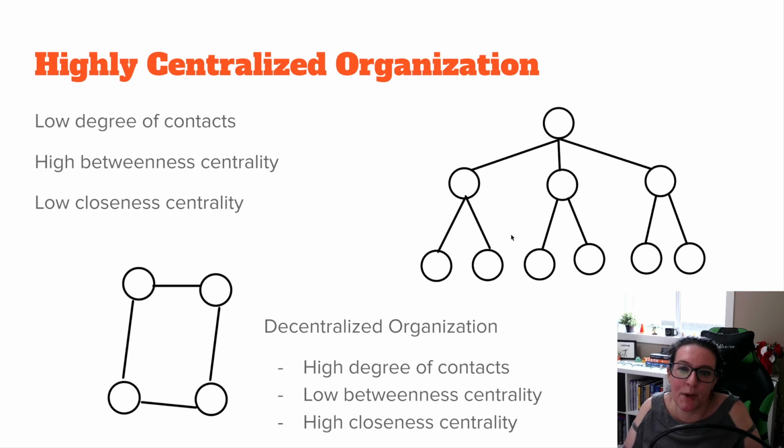Now, one thing to mention if we're using this for org charts is that if you have a low degree of contacts, so there's not a lot of people you interact with, you have high betweenness, so people have to come through you, but you have low closeness, then you are a highly centralized organization. So think about the traditional org chart. Here's the boss, and then here's middle management, and the workers don't talk to each other. They have to report to managers, and workers can't talk to the boss. They have to go through the manager. That's a highly centralized organization.